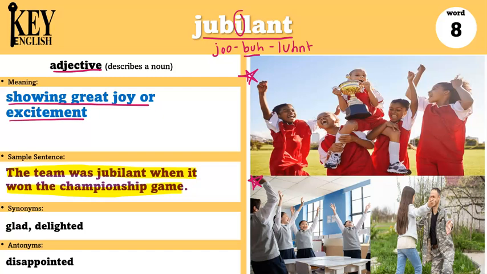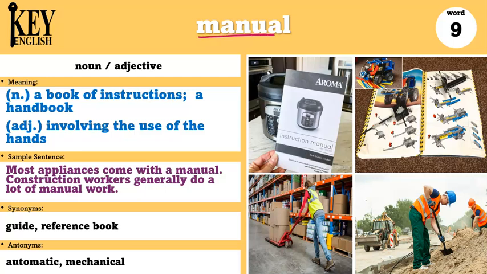They were very happy that they didn't have to take a test anymore, so they got up and started dancing and moving around. Or I could say, "The family was jubilant to see their dad come home." Maybe this dad was far away in the military, and when he came home, the family was very jubilant. They were very happy and excited to see their dad again. Synonyms are glad and delighted. Antonym is disappointed.